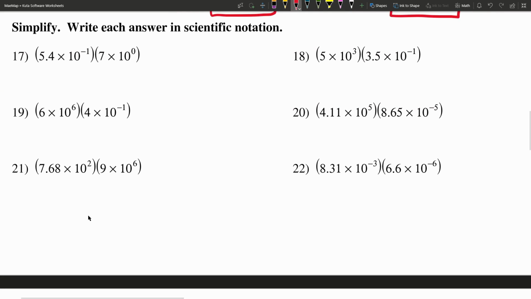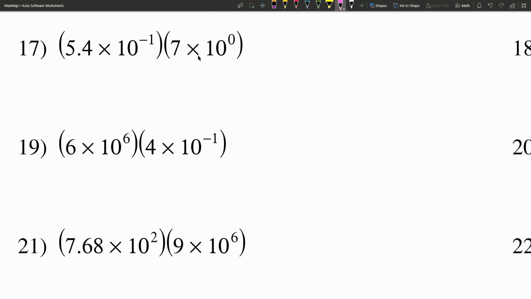Finally, onto our last set of directions. For numbers 17 through 22, we're going to simplify. We're going to be writing each answer in scientific notation. And if you need more scientific notation practice, again, I'll leave a card over here linking you to another video. For now, let's move on to number 17.